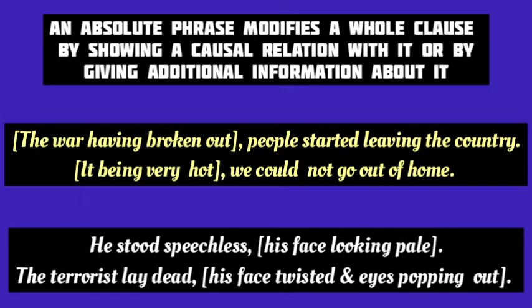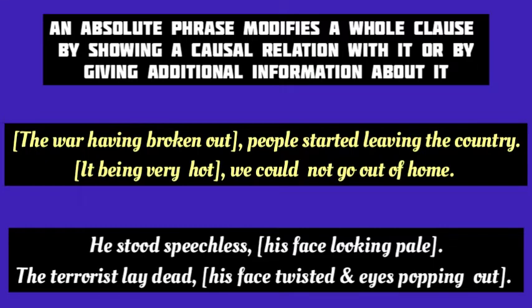The absolute phrase, the war having broken out, indicates the reason, the war, and the clause it modifies, people started leaving the country, indicates the effect of the war, that people were leaving the country. In the second example, it being very hot, we could not go out of home, the absolute phrase it being very hot indicates the reason or cause, while the rest of the sentence expresses the effect or result.